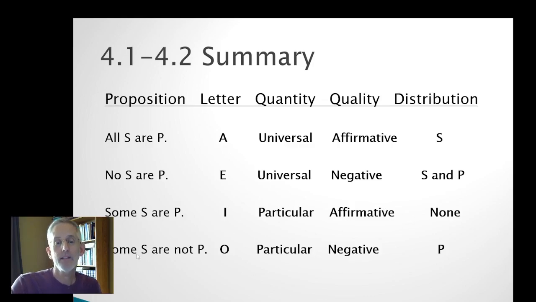And then finally, some S's are not P's. This is our O-form proposition. The quantity is particular because we're still just talking about a single member of the S class. The quality is negative because there's a not in the copula. There's a no there. And the P term is distributed. There is a claim being made about every member of the predicate class or predicate slot in the proposition.